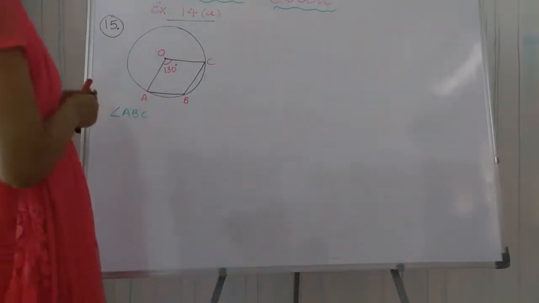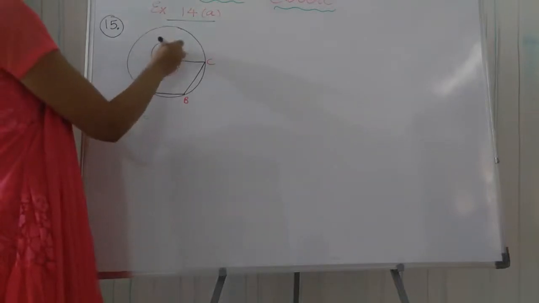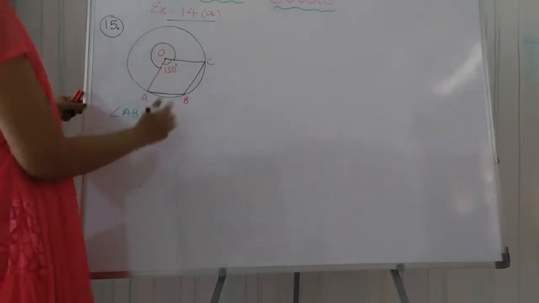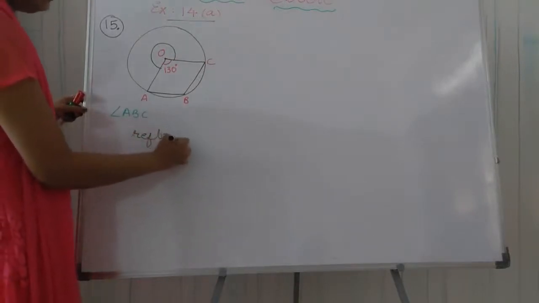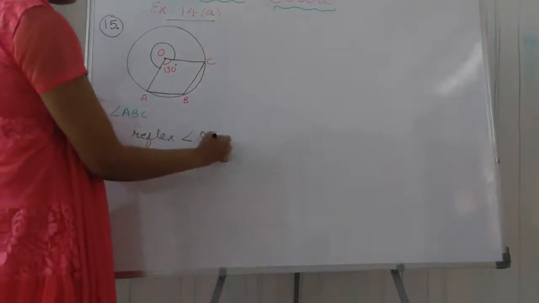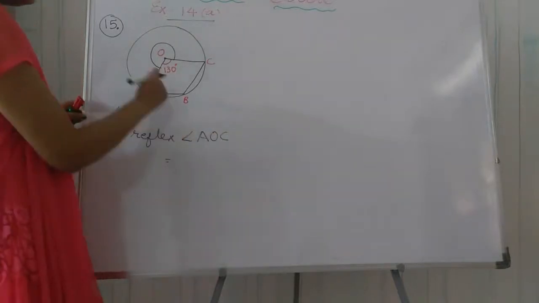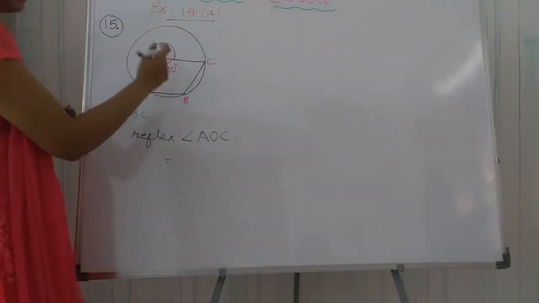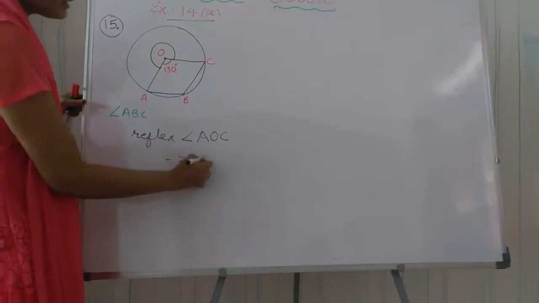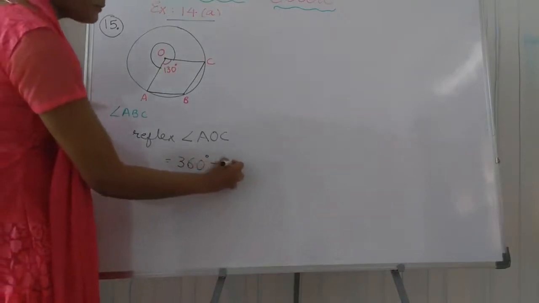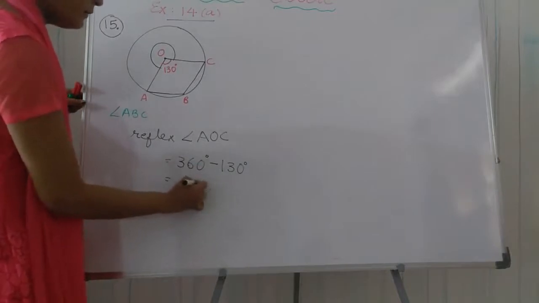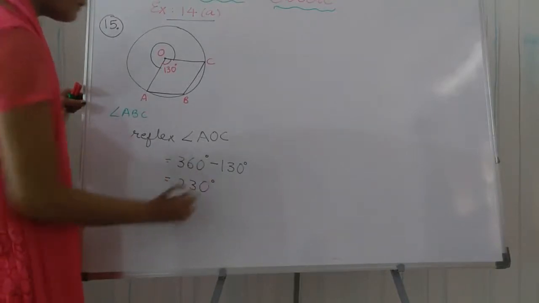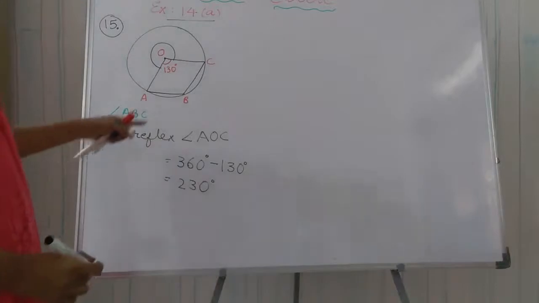So first of all, students, this is the reflex angle we can find in solution. So writing here reflex angle AOC. How we find the reflex angle? 360 minus the angle given to you. Why? Because it is angle round the point. We always subtract it from 360 degree. So here we get 230 degree as our answer of reflex angle.